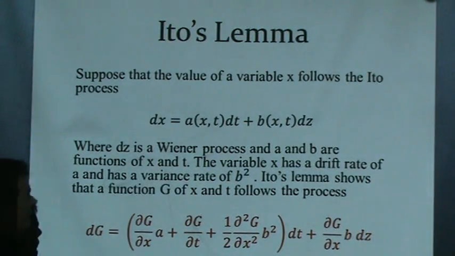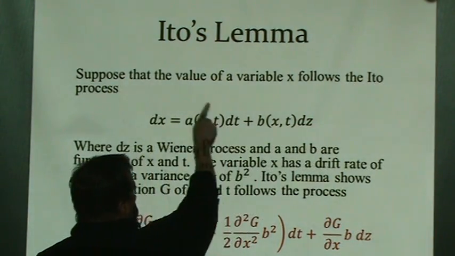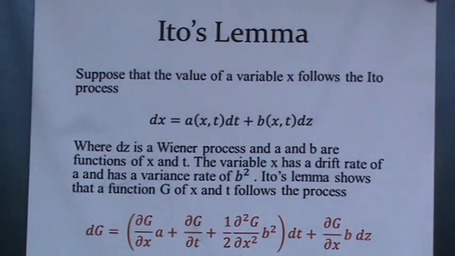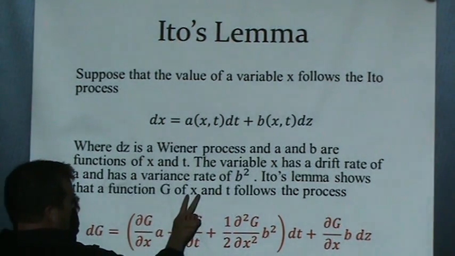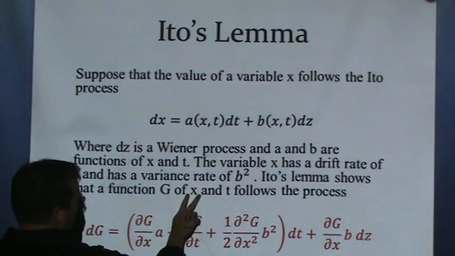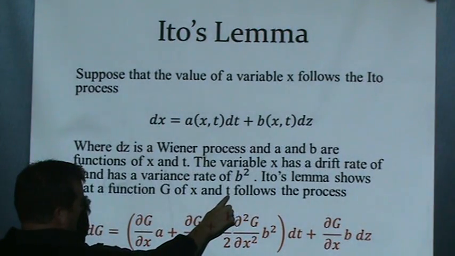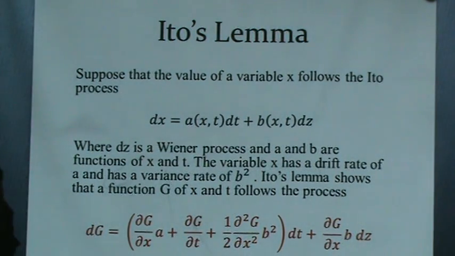If this is true, let's say you have some process that is modeled this way, then if you have another function, any function, you can actually make up any function g, which is of the variables x and t. So this would be like our stock price and this would be time. This statement in red is always true.